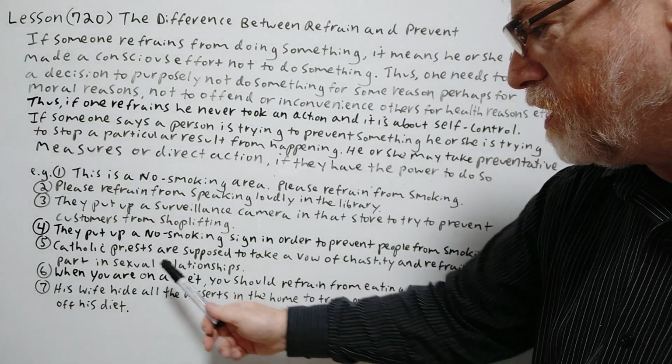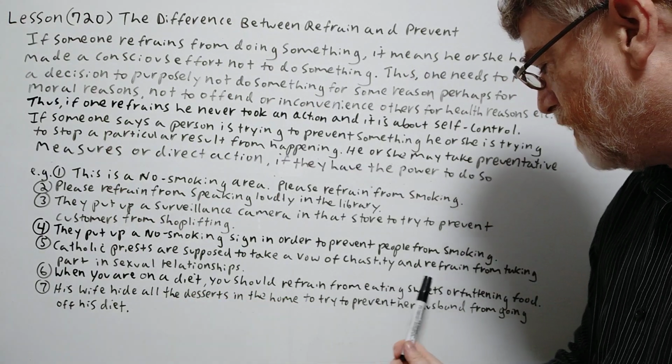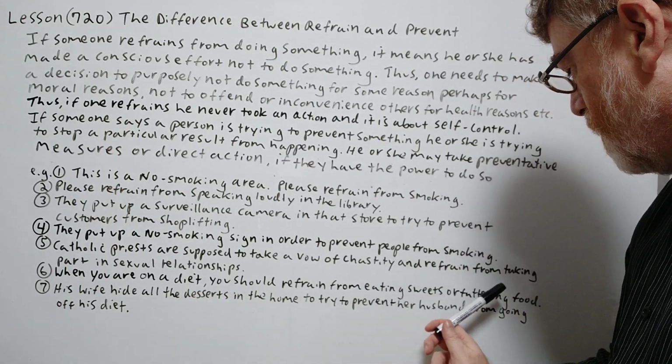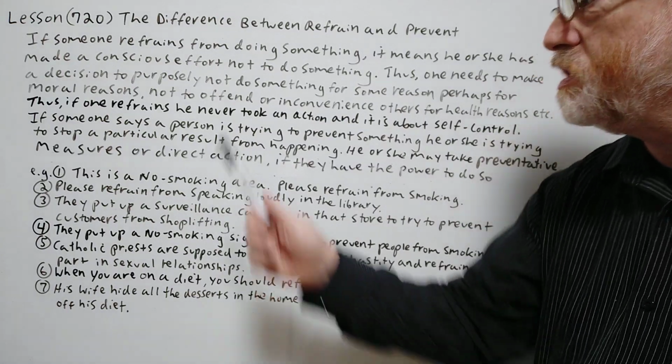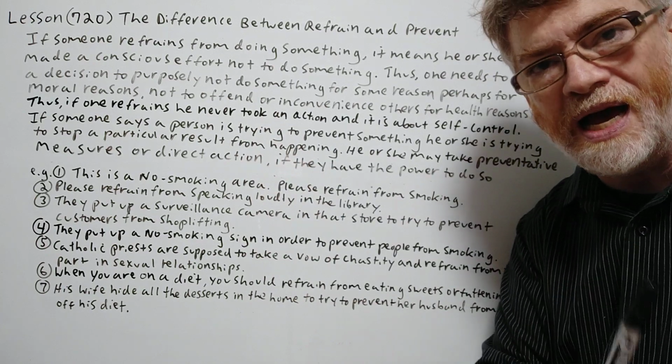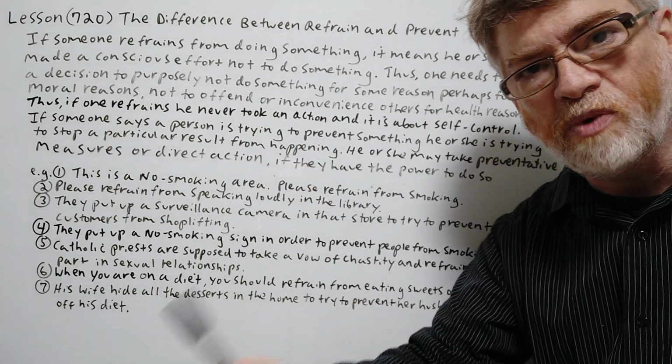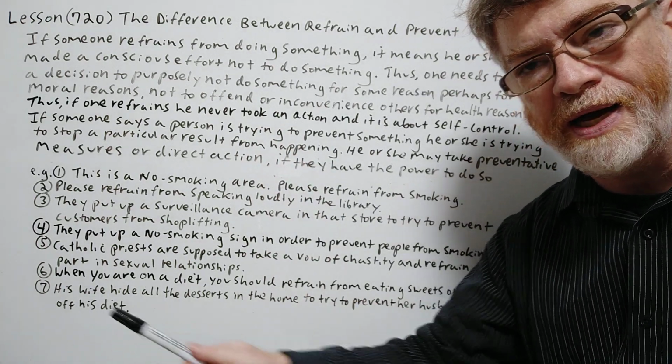Number 6, when you're on a diet, you should refrain from eating sweets or fattening food. So here they're telling people that you should make this conscious effort not to do this if you want to be more successful on your diet.